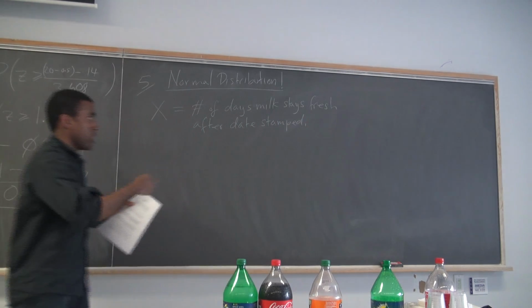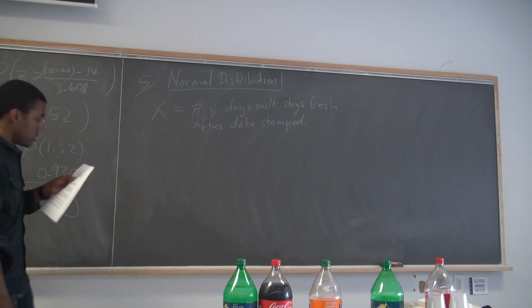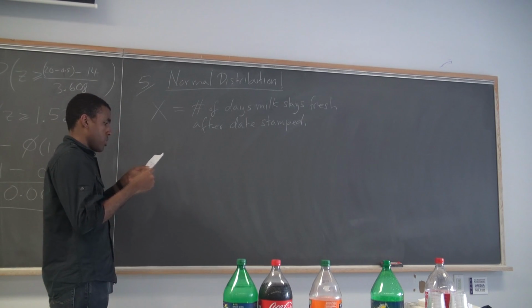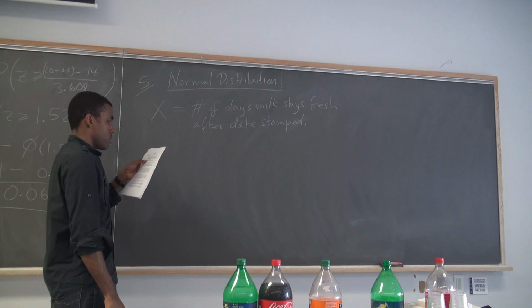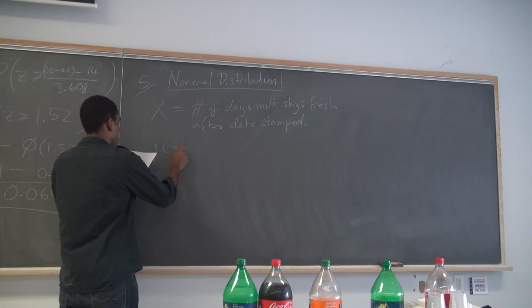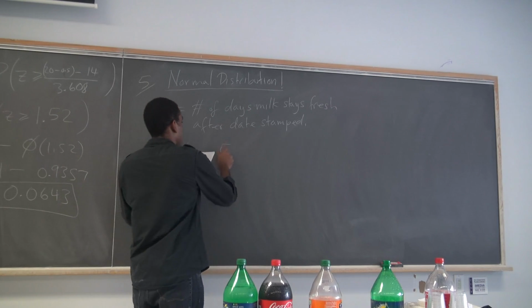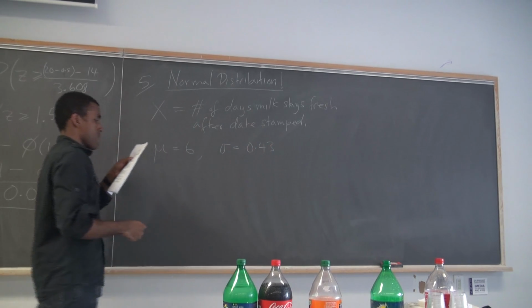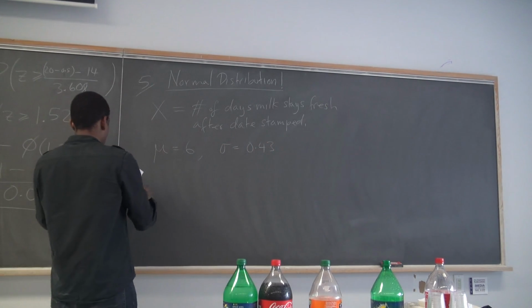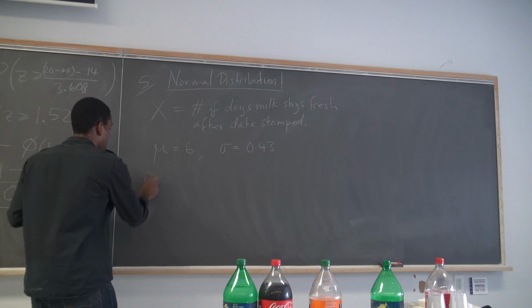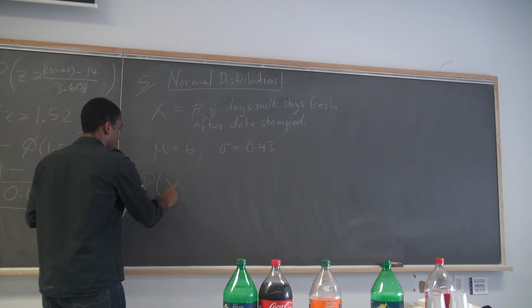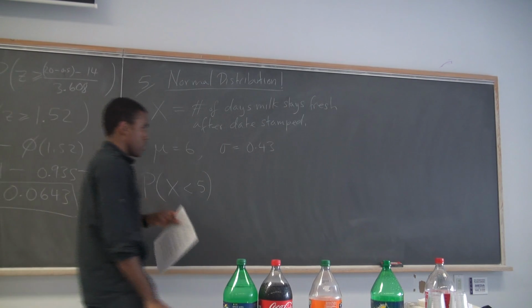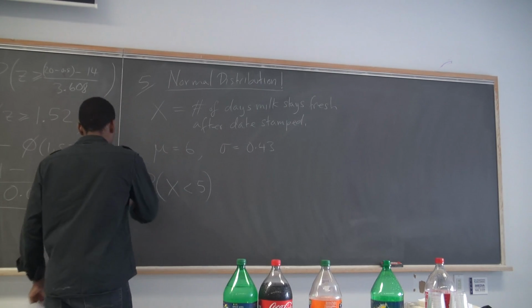Alright, so that's what x is: I'm counting the number of days it's fresh after the date stamped. We're also given some information. We know that mu is 6. We know that sigma is 0.43. And we want the probability that x is less than 5.